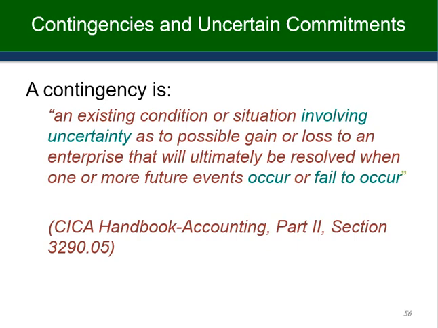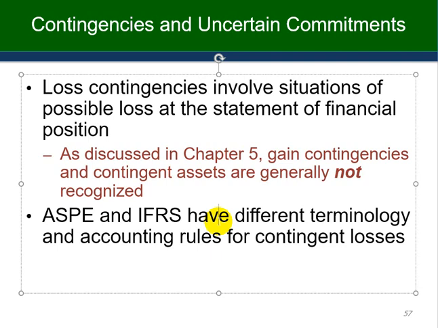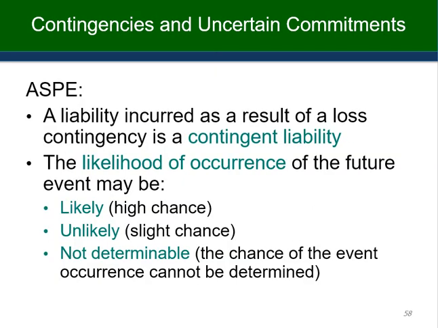Now, the liability side is different, though. We wouldn't recognize gains or assets until we actually receive confirmation that we're actually owed the amount. But on the liability side, we do recognize the liability in advance under certain conditions. Once again, conservatism or prudence represents the fact that we need to record the liability when it becomes due. So slightly different terminology between ASPE and IFRS.